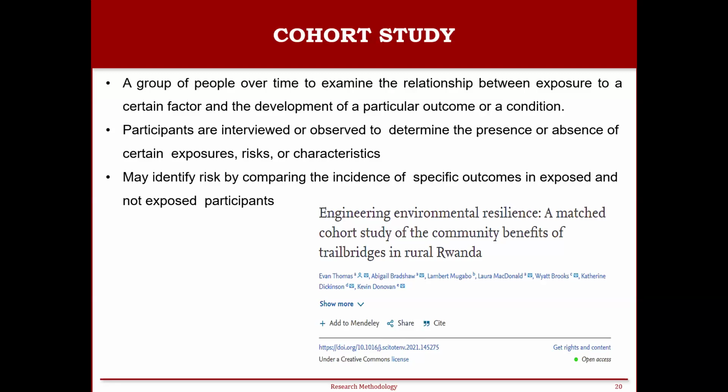The cohort can be divided into groups based on whether or not they have been exposed to a particular risk factor. Researchers can compare the incidence and the frequency of the outcome. This cohort study can also be categorized.